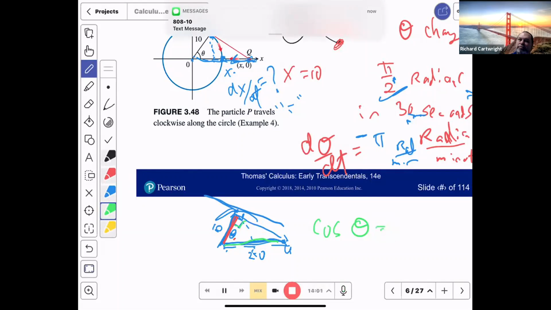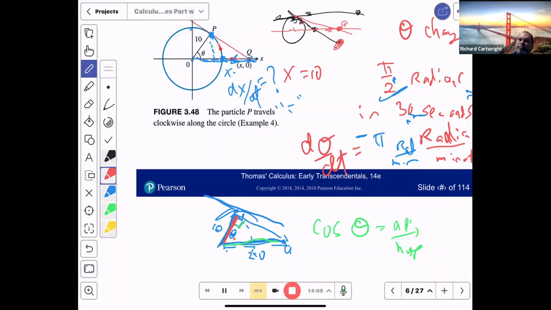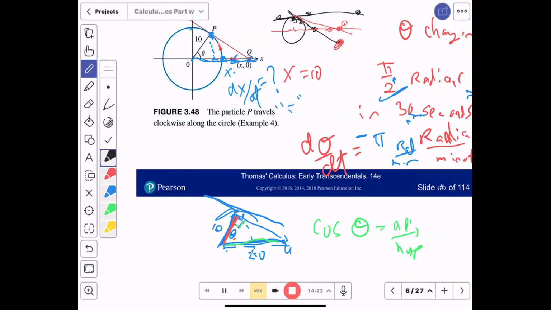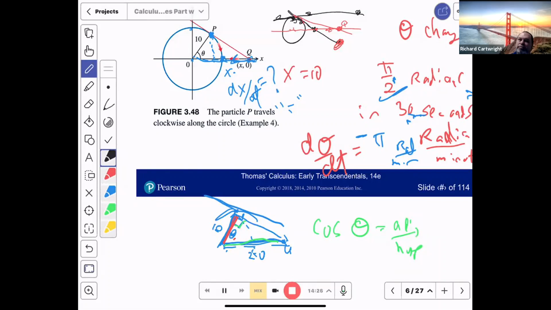is adjacent over hypotenuse. One of those is constant. Which one of those is always constant? Is the 10 always constant or is the 20 always constant? Does the radius ever change? No. No, the radius will always be perpendicular to that tangent line.